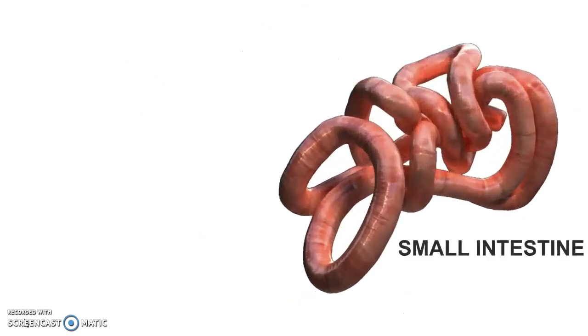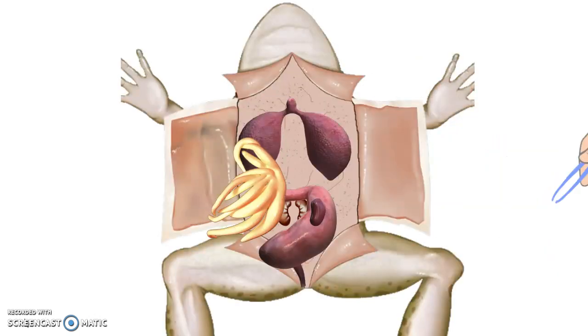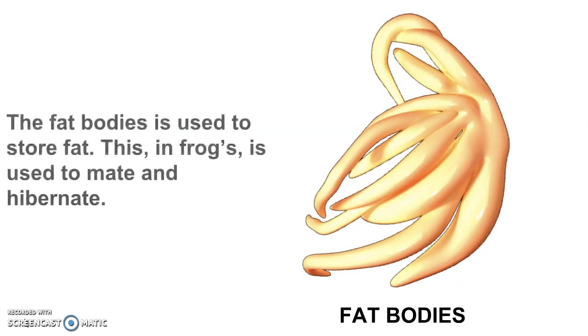Then we have the small intestine. The function of the small intestine is the main organ that is meant to absorb the digested food. Then we have the fat bodies. The fat bodies is basically what the name is. It stores fat. This in frogs is used to mate and hibernate.